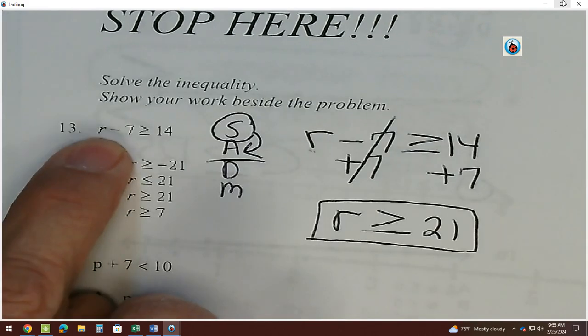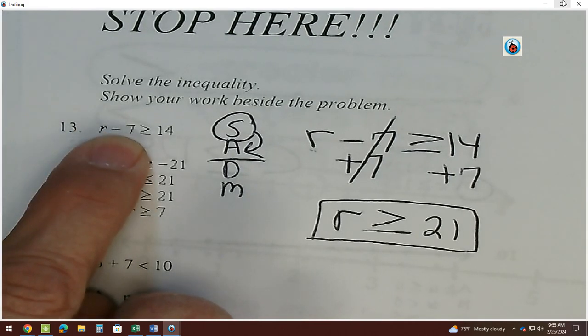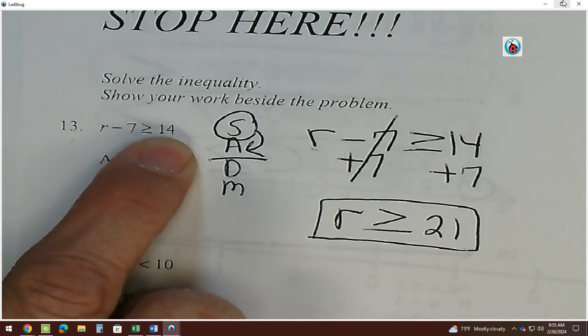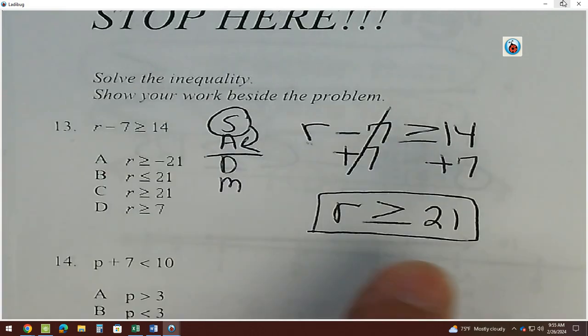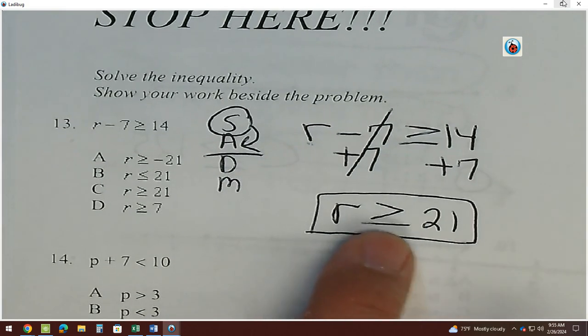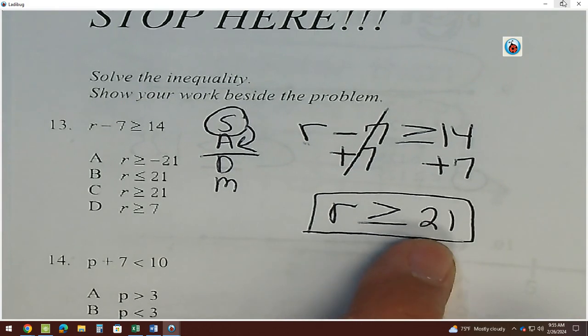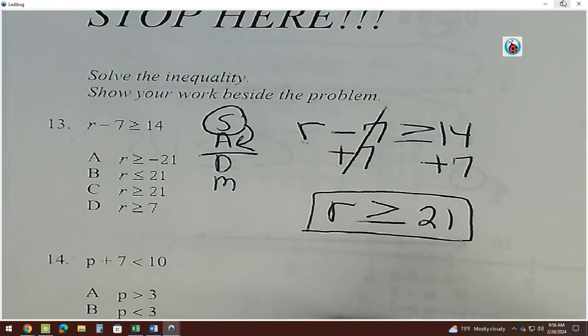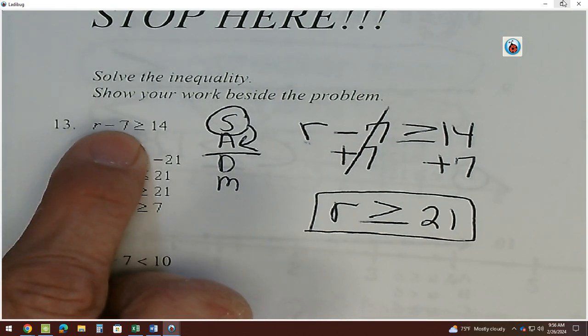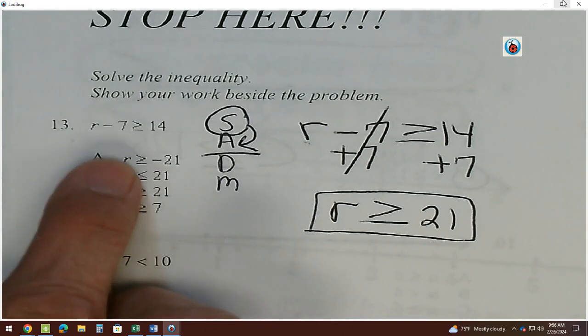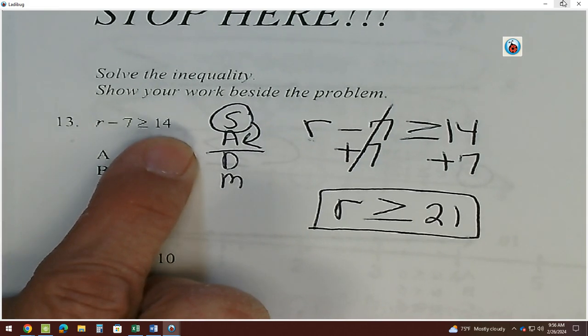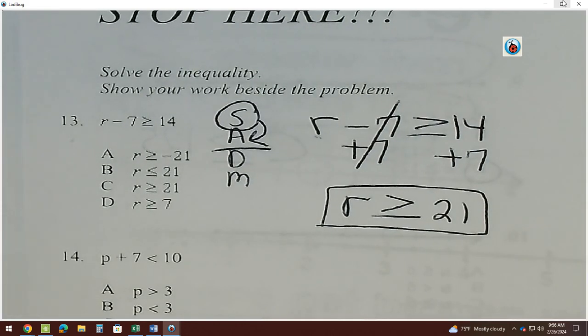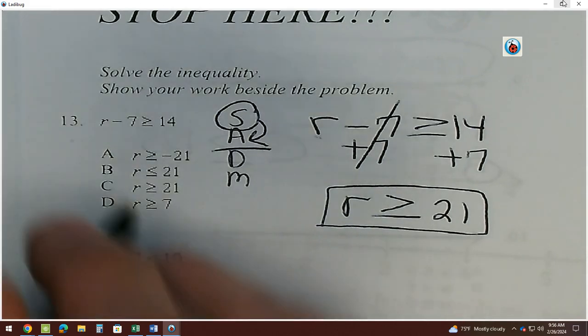If I put R here being 21, what's 21 minus 7? 14. Is 14 greater than 14? No. But is 14 equal to 14? Yes. Then I'm good. Let's test another one. What other answer can work? R is greater than or equal to 21. So give me another answer that R can be. 22. 22 minus 7 would be 15. Is 15 greater than 14? Yes. I'm correct. Now I'm going to choose it. The answer is letter C.